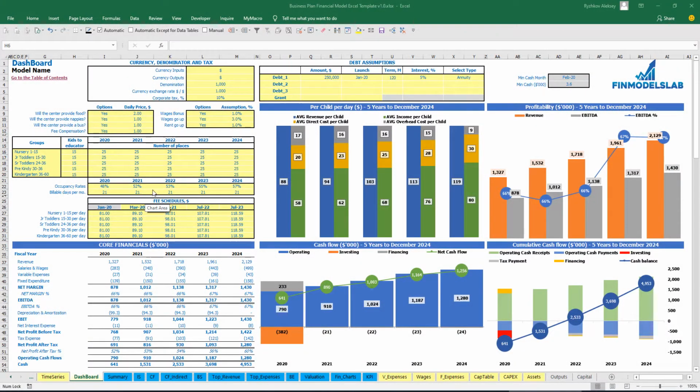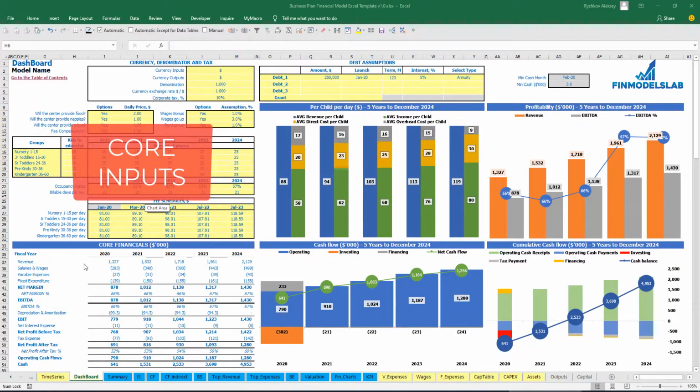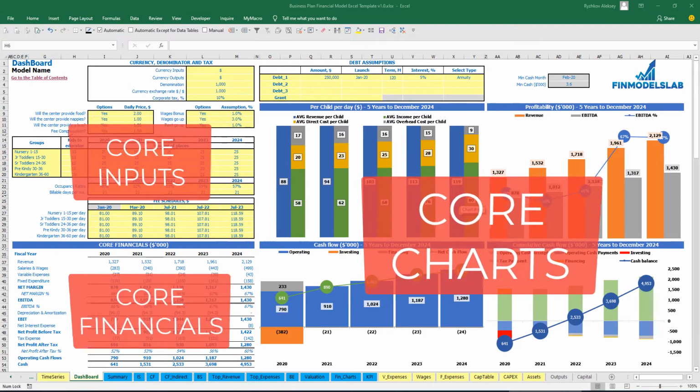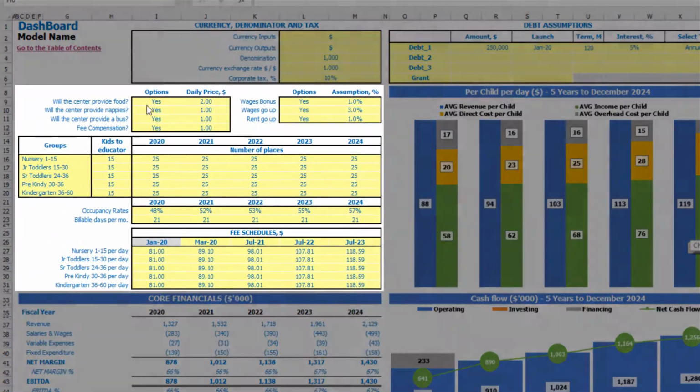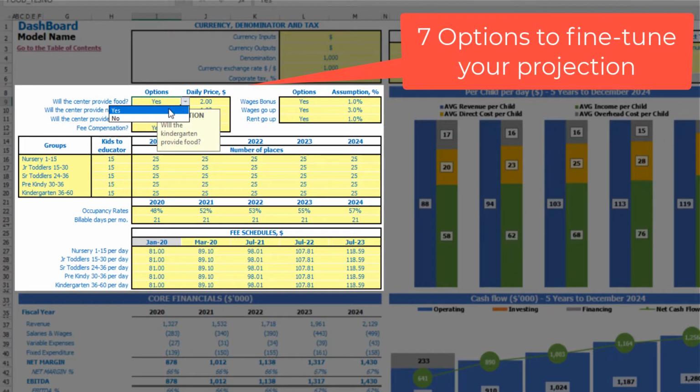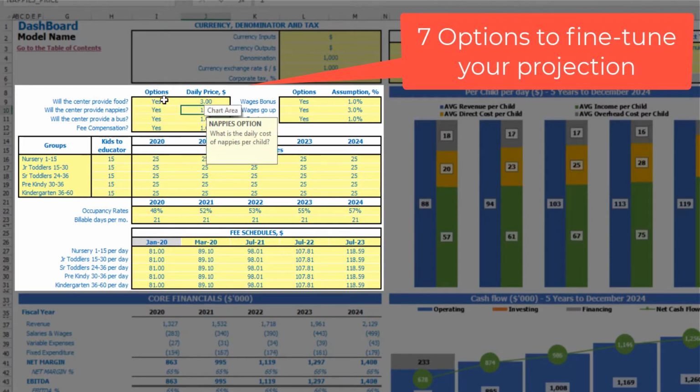On the dashboard you are able to input core inputs, see the core financials and core charts related to the model. Let me show you how assumptions work, and I'll walk you through each one. First assumption is, will the center provide food? You can select yes or no. In case you select no, the price would not work, but let's say it's yes, and the daily price per child can be $3 for example.